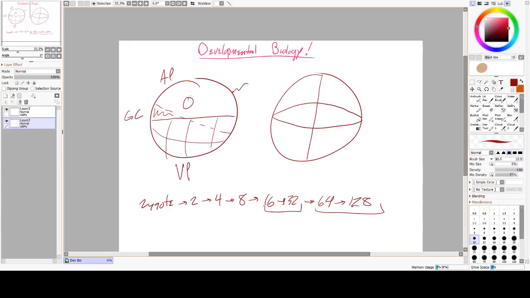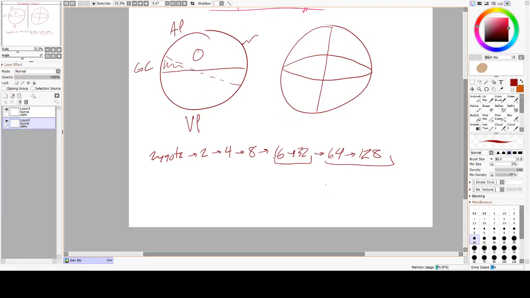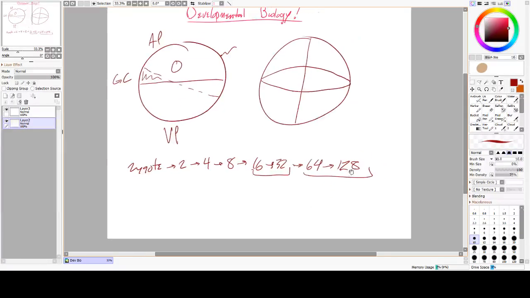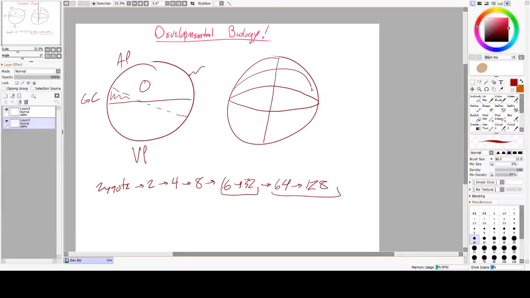It's basically just nutrients. And then with the animal pole, we have the micromeres, which are a lot smaller, while the vegetal pole stays rather large in size with their cell divisions. And so cleavage, again, is cell division without cell growth. And so basically, it's pretty much just the cells getting smaller as they divide.